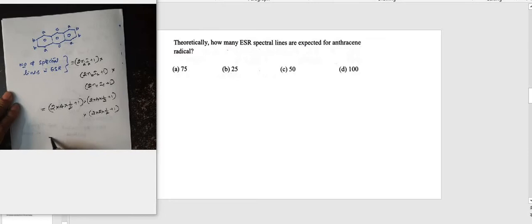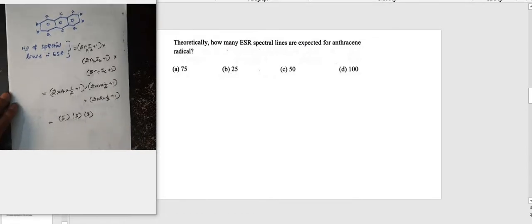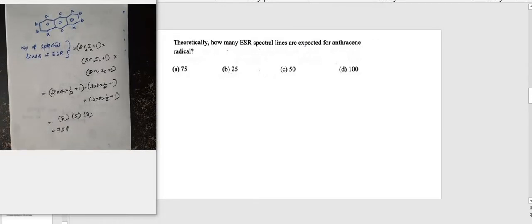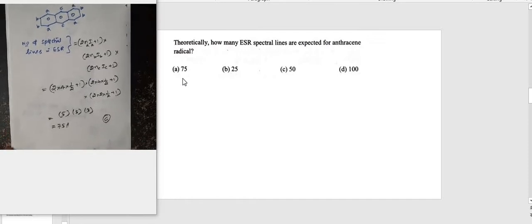If you simplify this, the 2 cancels, 4 plus 1 is 5. Here also the 2 cancels, 4 plus 1 is 5. Here the 2 cancels, 2 plus 1 is 3. So 5 into 5 is 25, and 25 into 3 is 75 lines are expected in the ESR spectrum of the anthracene molecule. So the correct option for this question is option A. Right, then the next question.